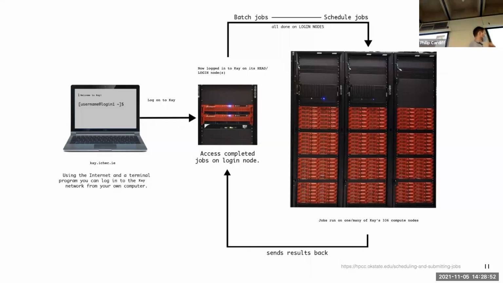So what happens at that point? When I log on, it connects me to something called the head node or the login node. Of all the nodes, like CPUs that are available, you can't directly connect to any of those. You can only connect to just one or two of them. They're called the head login nodes.